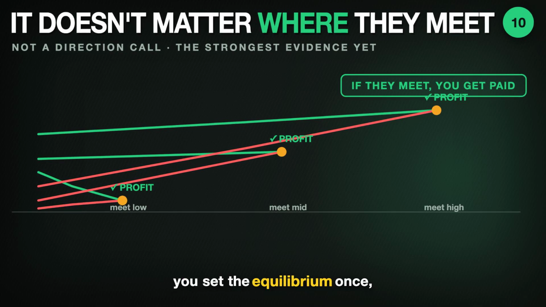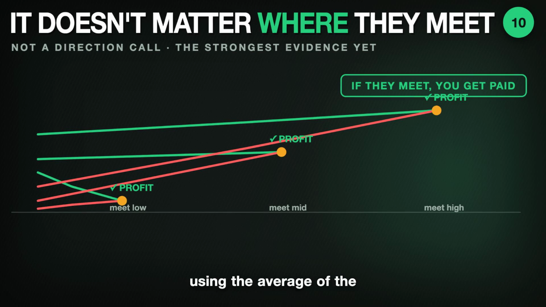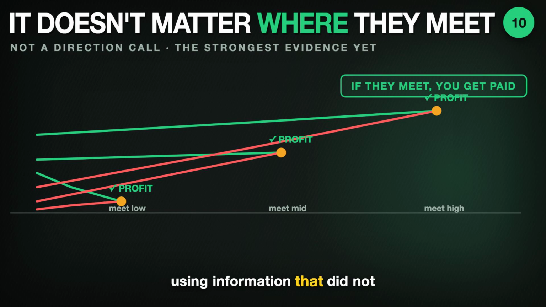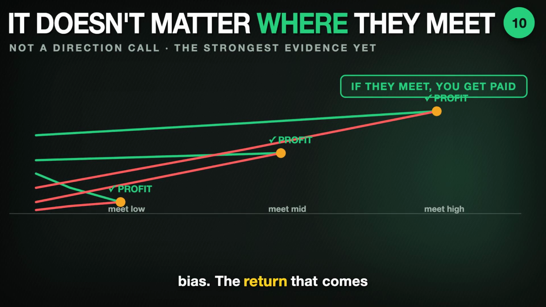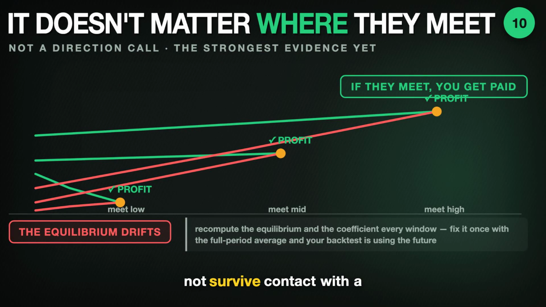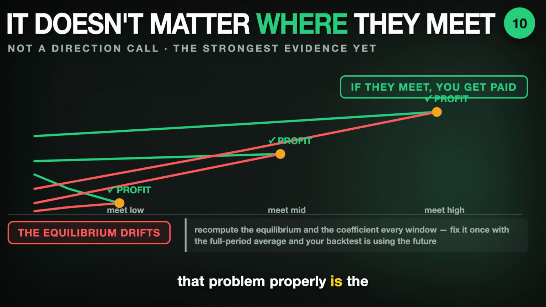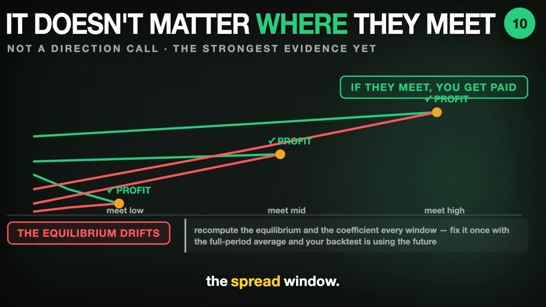If you set the equilibrium once, using the average of the whole period, and then sweep backwards through history, you are using information that did not exist at the time. Look-ahead bias. The return that comes out of that backtest will not survive contact with a live account. How we handle that problem properly is the subject of the next episode, the spread window.